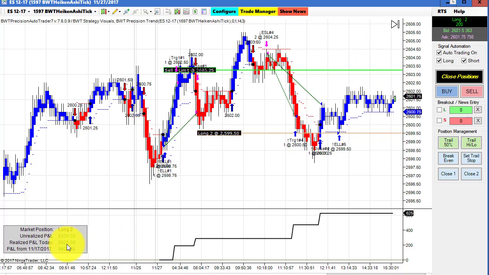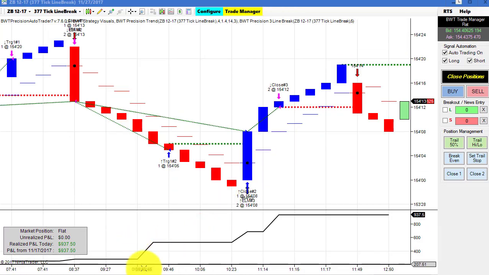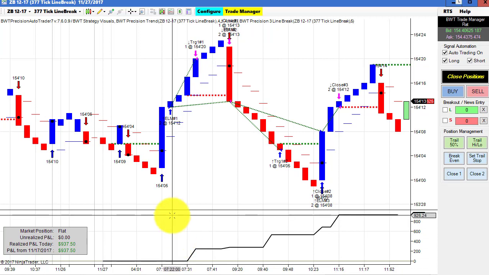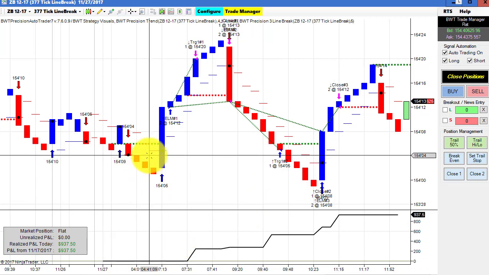Right now, it's 800 for the day. So that's quite a lot for the E-mini S&P on 2 contracts. Okay, the bonds on the 377 tick line break chart has also been a very consistent performer.